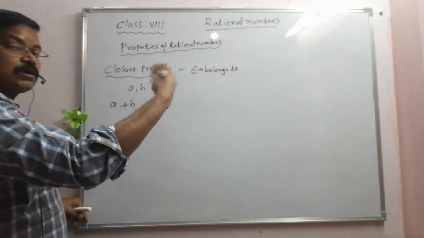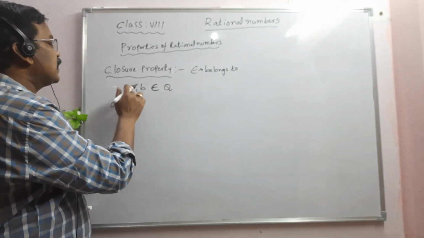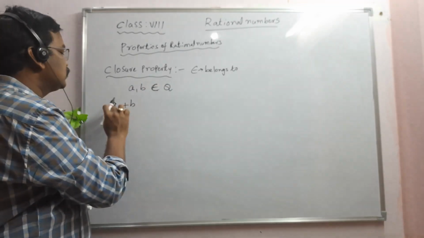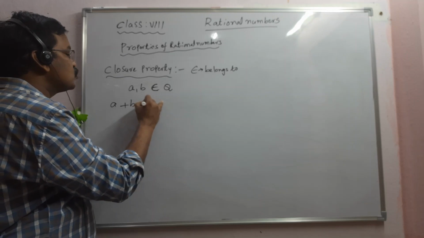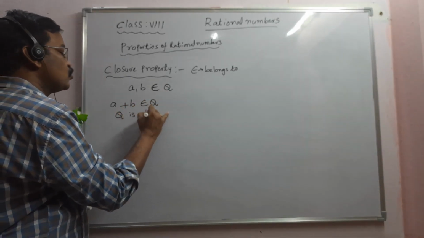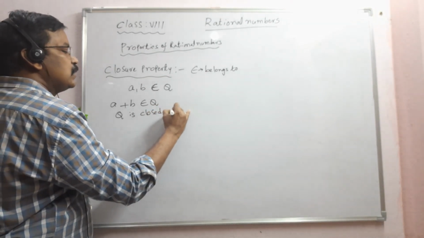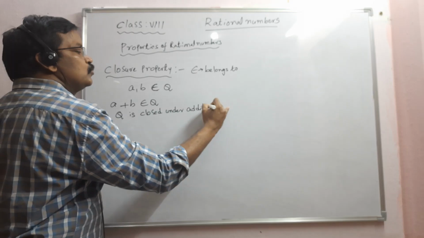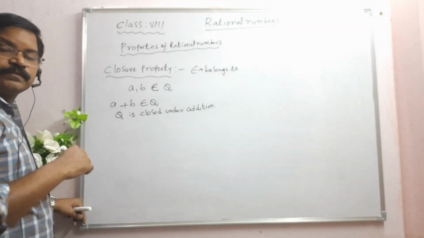This property belongs to, like that. So a, b are the two numbers in rational numbers. If their sum also belongs to Q, then we can say Q is closed under addition. Q is closed under addition.